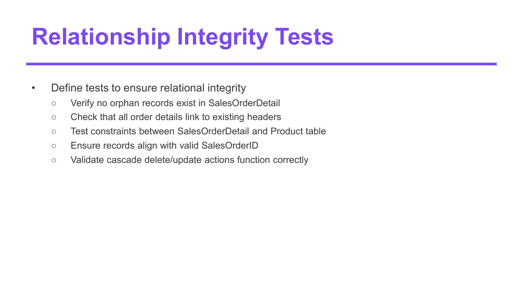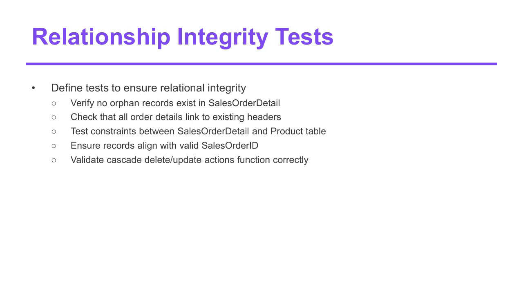To maintain relationship integrity, we need to define tests that ensure the connections between tables are accurate and consistent. First, we verify that there are no orphan records in the sales order detail table, meaning every order detail should have a related record in the sales order header. This means checking that all order details link back to existing headers.